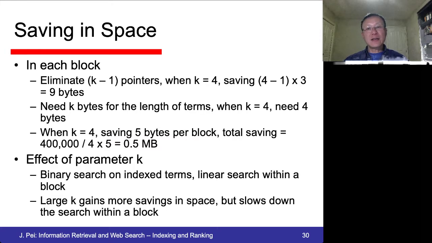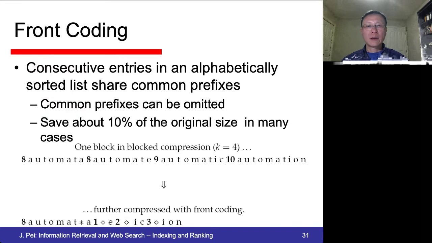You can see the efficiency of the saving indeed depends on the parameter k. The larger k will give us more saving, but of course, the larger k will also slow down the search within the block, because we need to do a binary search on those terms in order to decide the exact location of the term in the block. So in practice, typically we set k to a large number, like thousands, in order to achieve scalable performance.